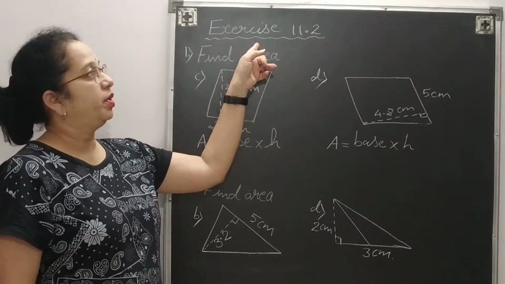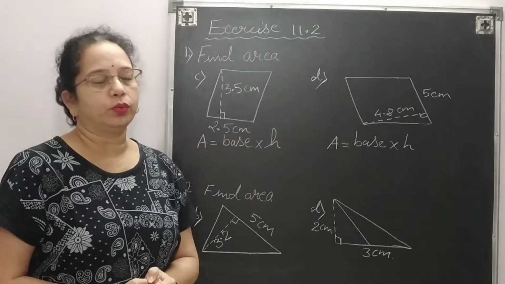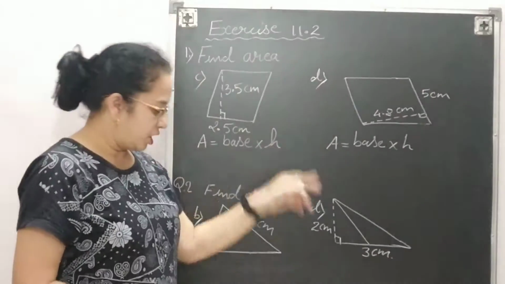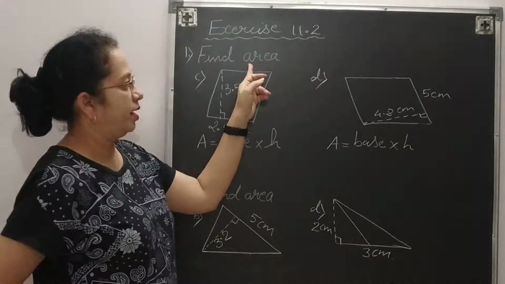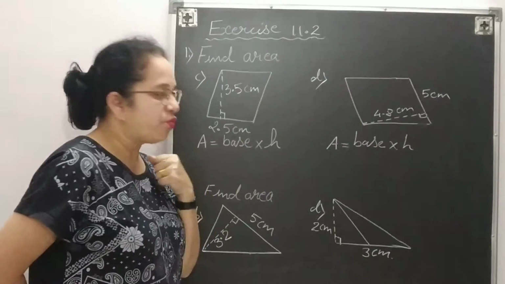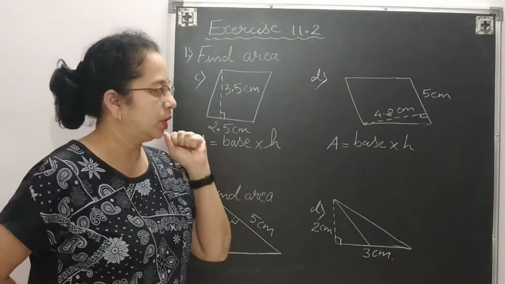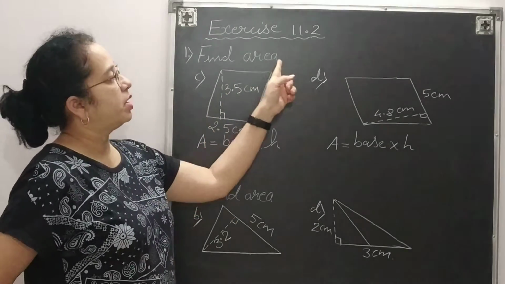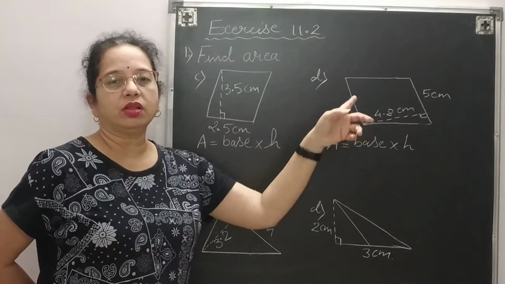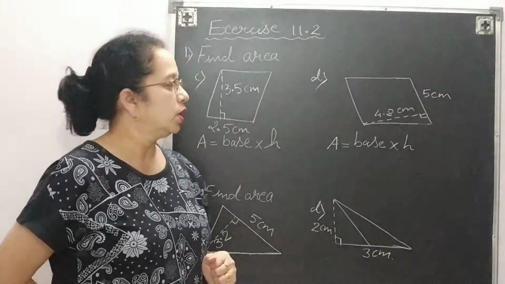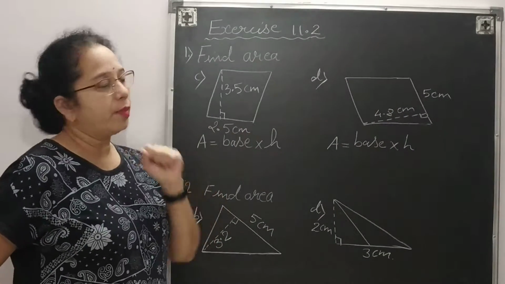My today's topic is exercise 11.2. Question number 1 is find areas, and in the textbook 5 figures are given. Out of that I will explain only 2. The question is given for the parallelogram. All the figures are parallelograms. You need to find out the area.